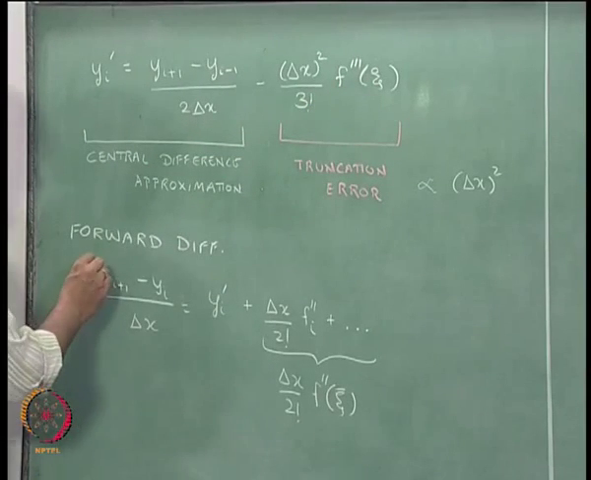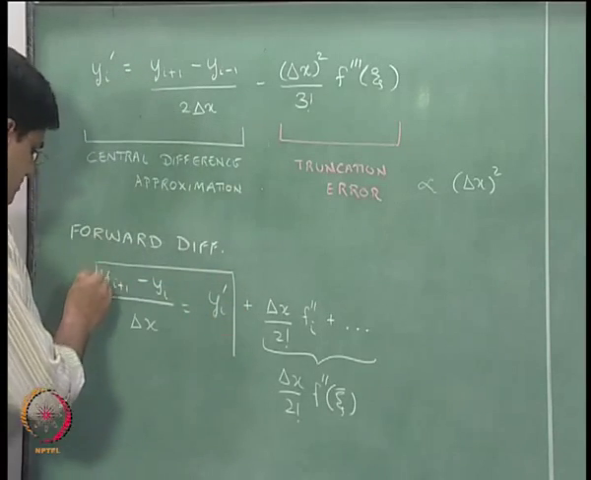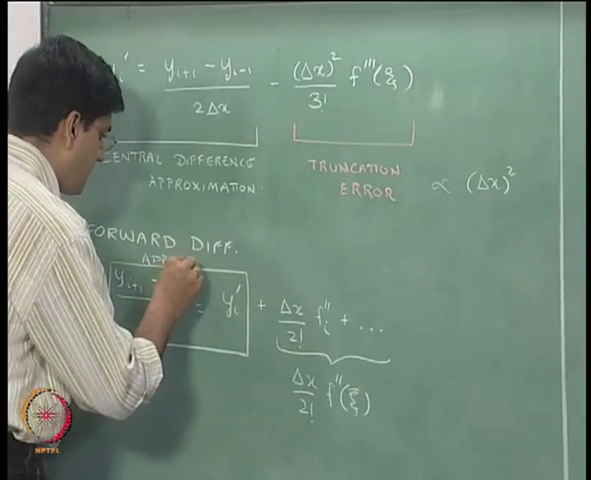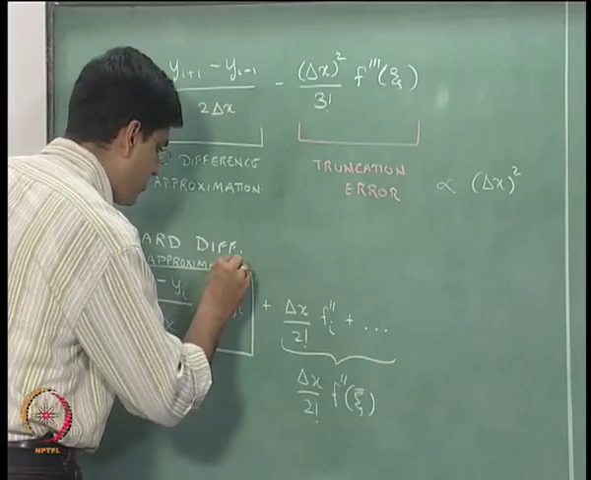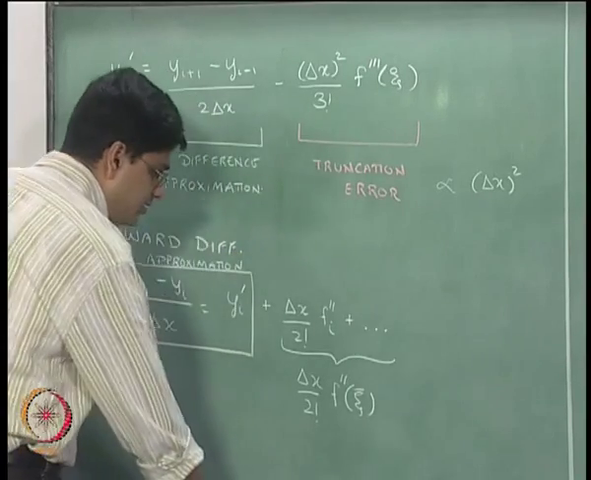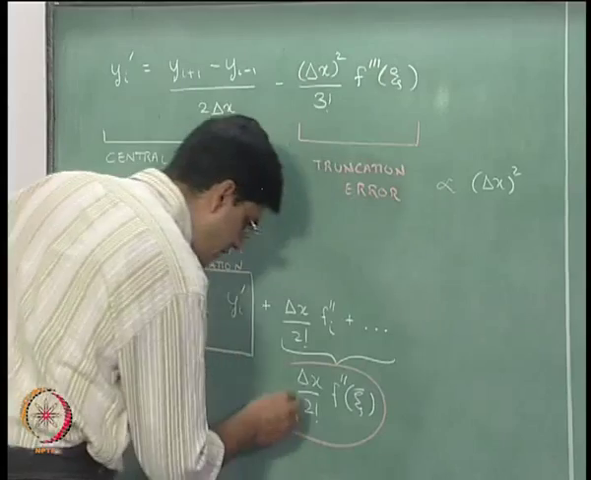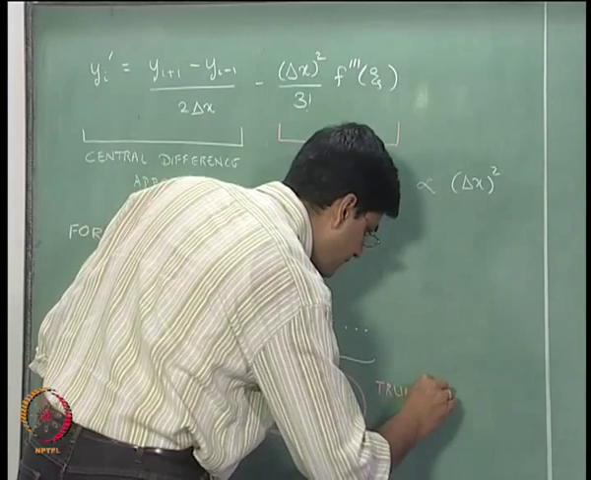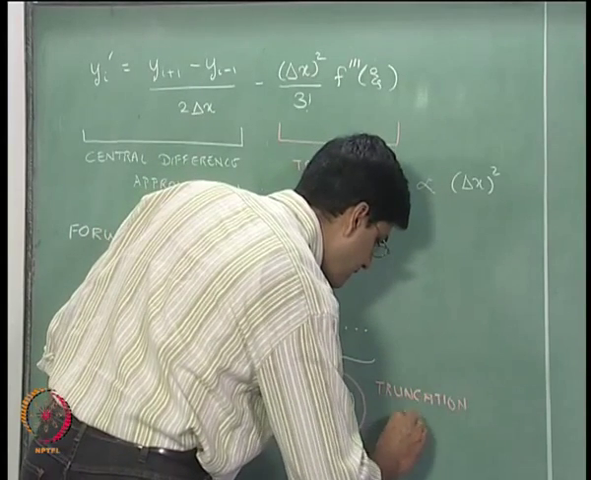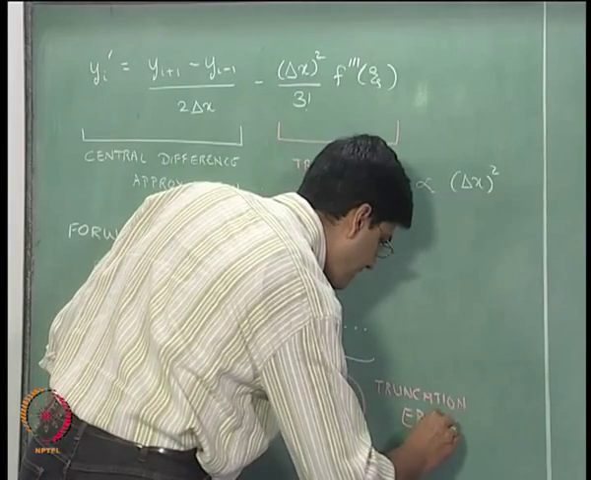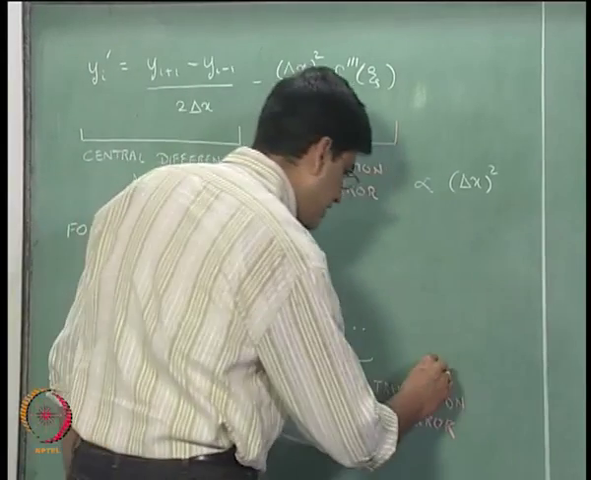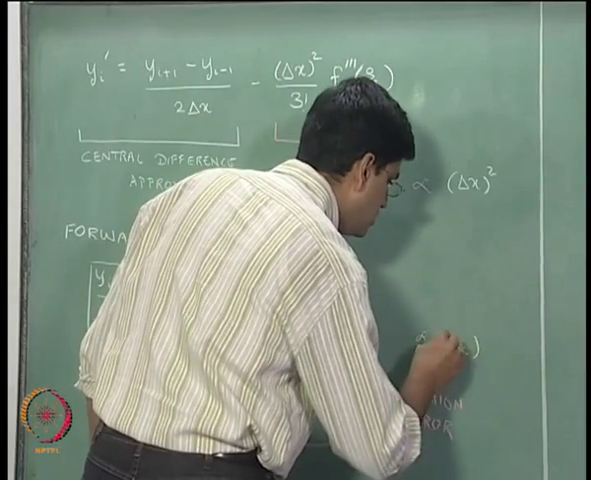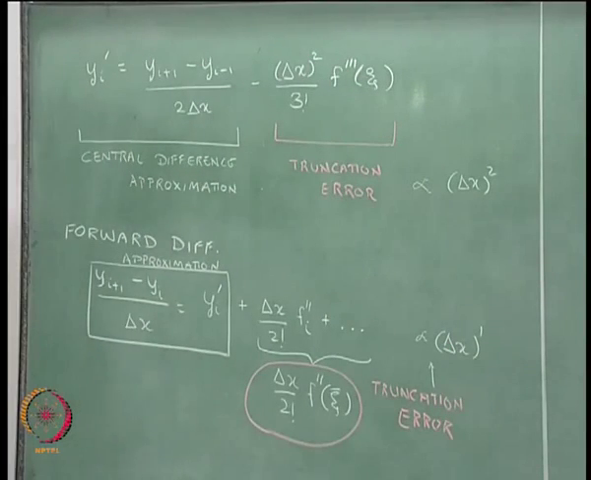Okay. So in this particular case, this becomes our forward difference approximation, and this represents the truncation error. Okay, and truncation error in forward difference approximation is proportional to delta x to the power 1, or it is proportional to delta x.